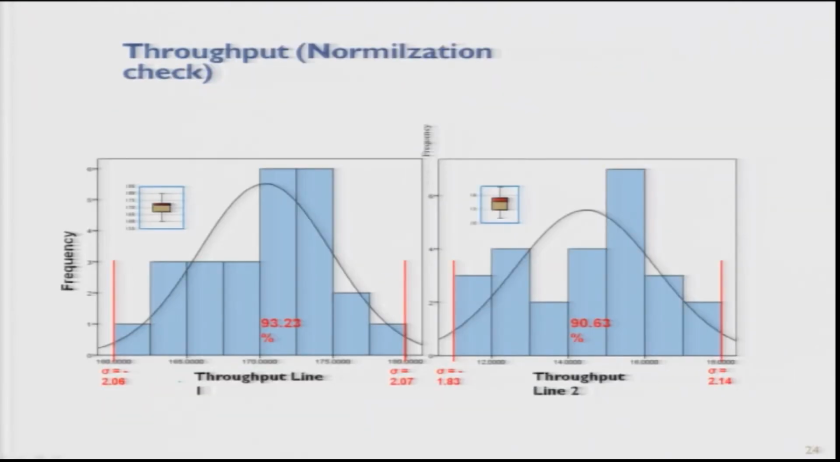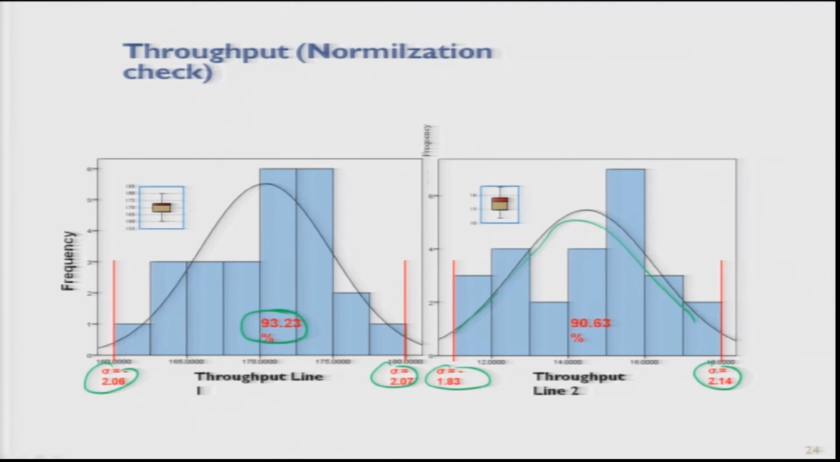This is also one way of representing the total 93.23 percentage of area under my normal curve, and these are the standard deviations here. This is for line 1 and this is for line 2 here.